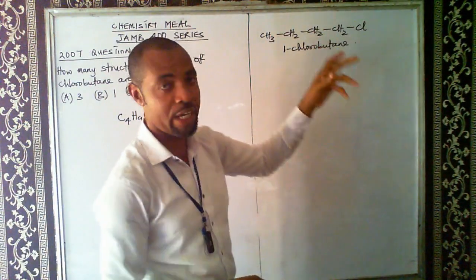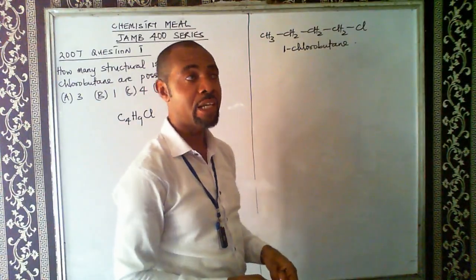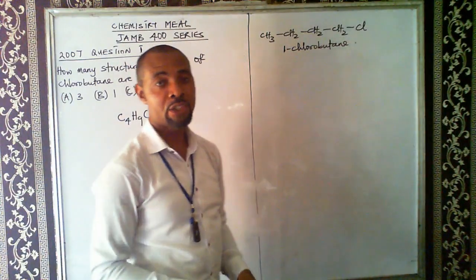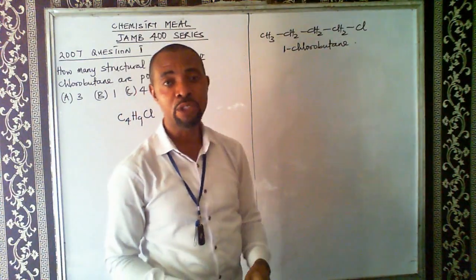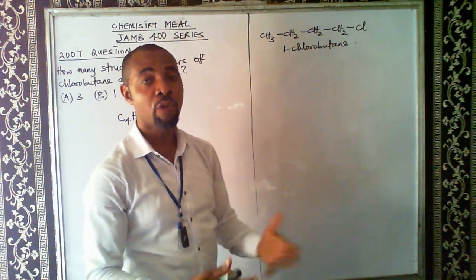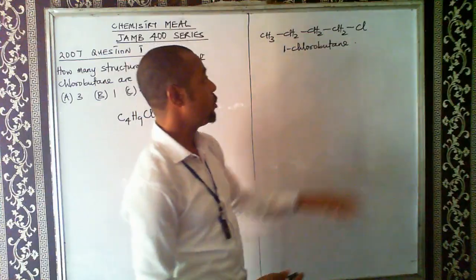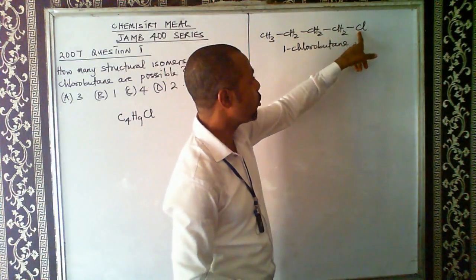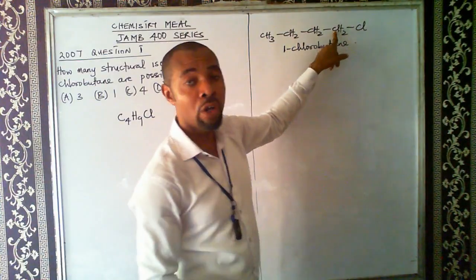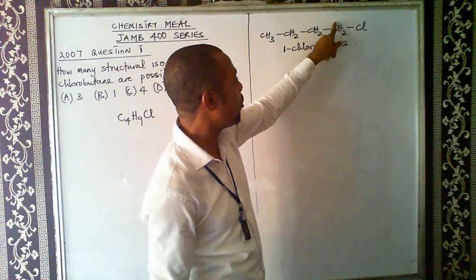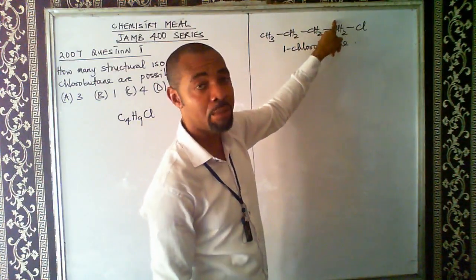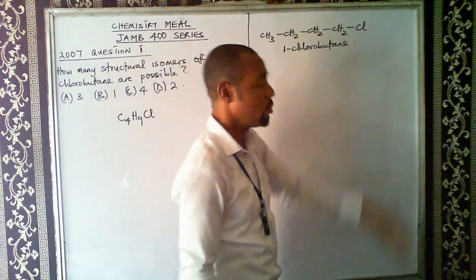This is a haloalkane. A haloalkane is an alkane that contains a halogen atom. So when we substitute hydrogen in an alkane, we form a haloalkane. So this is 1-chlorobutane because the chloro group is on the first carbon. So when you number from here, 1, 2, 3, 4, this chloro group is on this first carbon. That's why it's 1-chlorobutane.